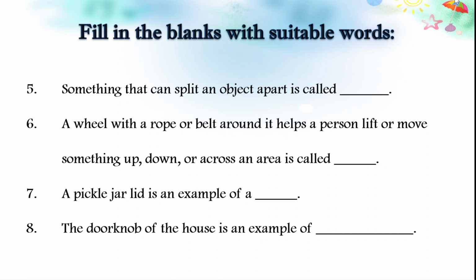Then something that can split an object apart is called, just now we have seen, what is that? Yes, wedge. Wedge is the object which is used to split the object into 2 or more pieces. So, you know that axe is the example of wedge. A wheel with a rope or belt around it helps a person lift or move something up and down or across an area is called, yes, what is that? Pulley. Good.